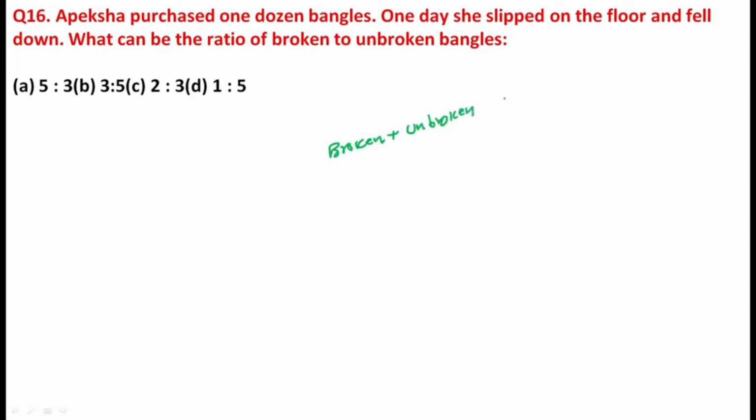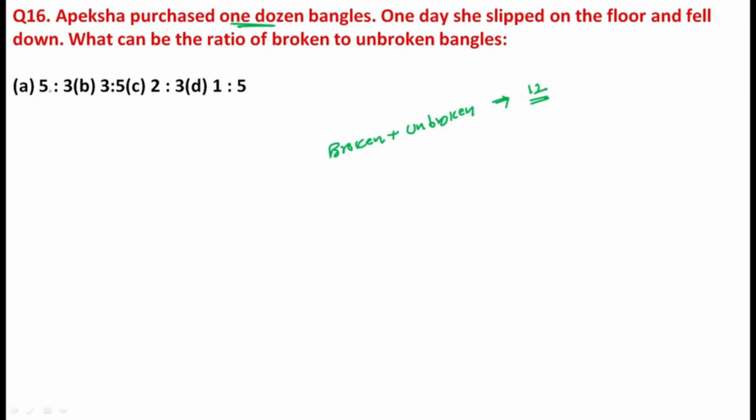We don't know how many are broken or how many are unbroken, but the sum of the values always becomes 12. Remember, the sum of the values is always 12. Why? Because the person purchases 1 dozen bangles, and 1 dozen means the total number of bangles is 12. Even if we don't know how many are broken or unbroken, the sum of those two values is always 12.